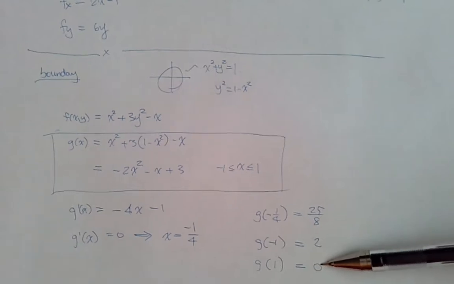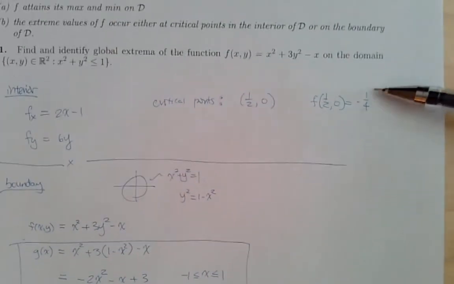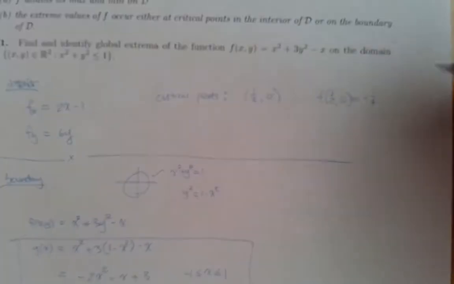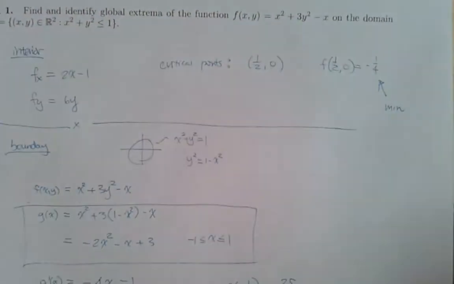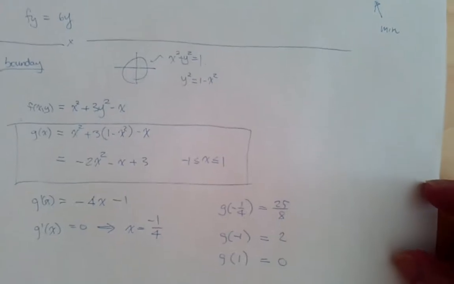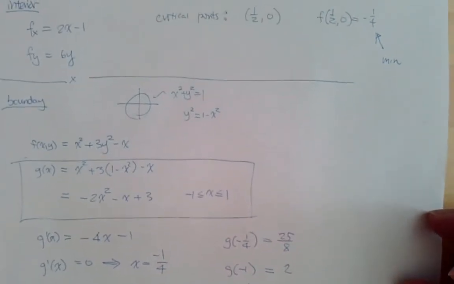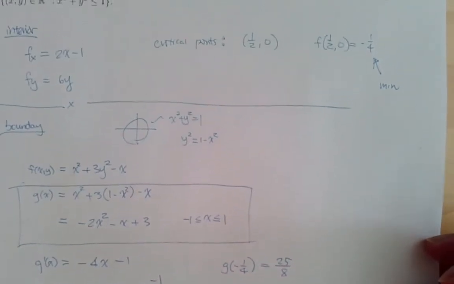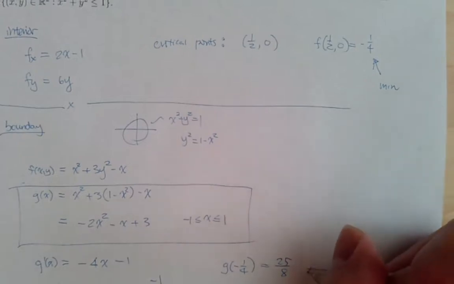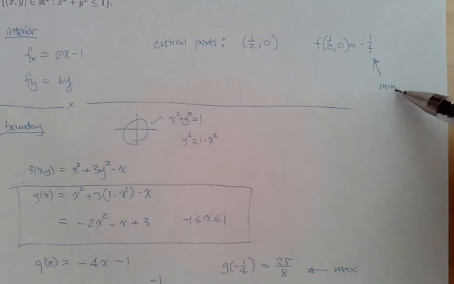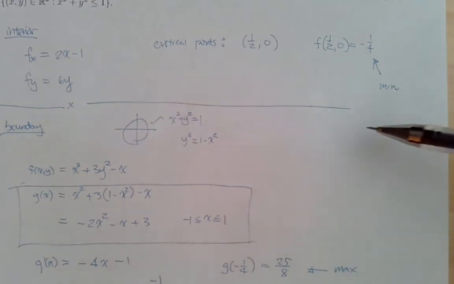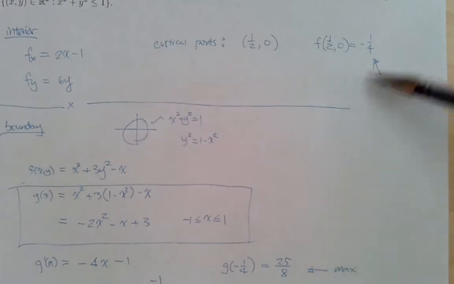However, this 0 is still bigger than this -1/4. Okay, so this -1/4 is the minimum, and then this one, 25/8, is the max. So we identify min and max. Notice that at the last step, classification is very easy because you just know which numbers are biggest, which numbers are smallest.